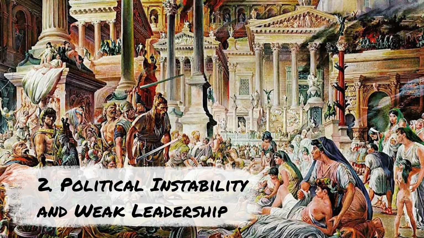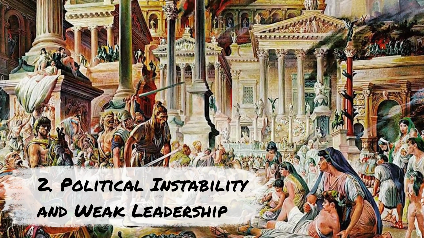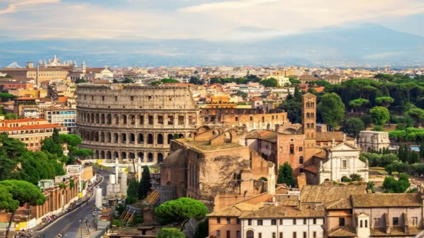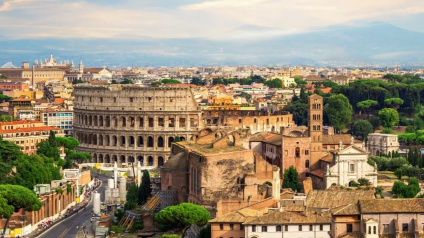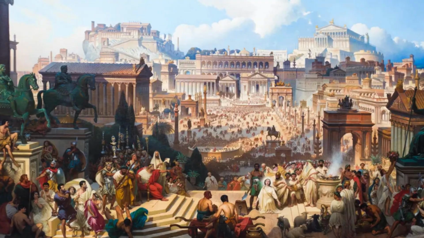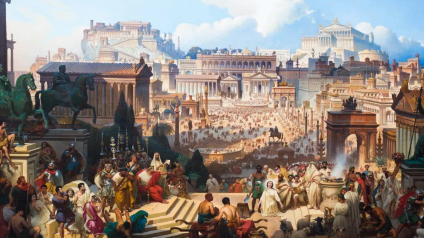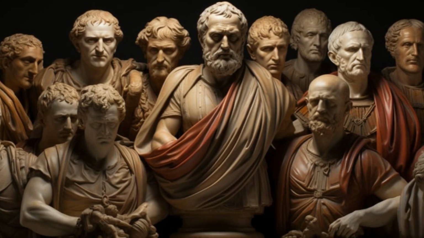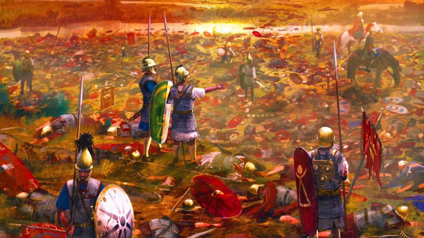2. Political instability and weak leadership. Between 235 and 284 AD, Rome experienced a period called the Crisis of the Third Century, during which there were more than 26 emperors in just 50 years. Many of these emperors were assassinated, overthrown by the military, or ruled for only a short time.